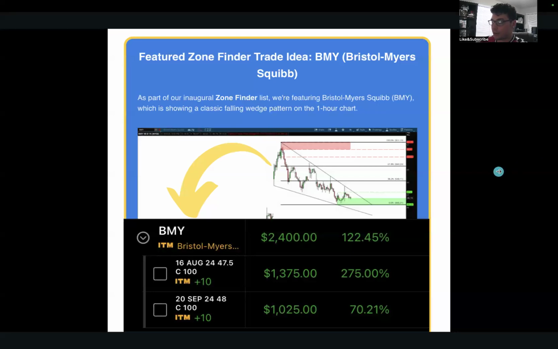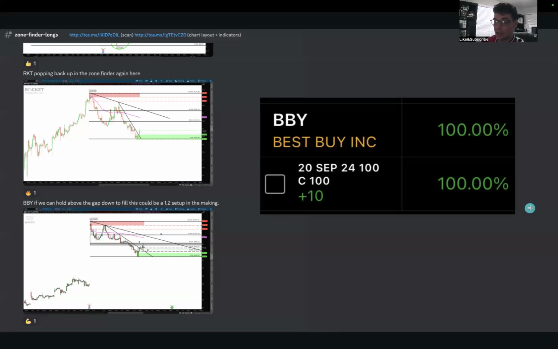The very first trade idea from the Zone Finder was published in the newsletter for free. It was a really nice trade on Bristol Myers, and that one went up over 275% on the call options. Just yesterday, we put out in the Zone Finder the setup on BBY, which is Best Buy. And as I mentioned, the Zone Finder is meant for very short-term trades. In one single day, the call options went up over 100%. So those doubled. Now we're just sitting on runners, and the rest of the trade is risk-free, right? Because we've already doubled our money. So even if we were to lose everything that was still in there, it's not really a loss.